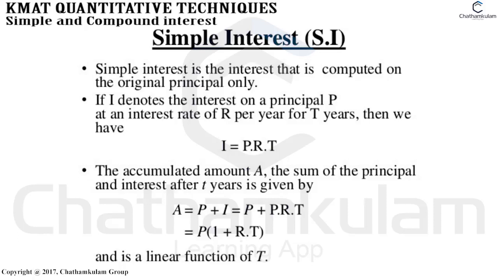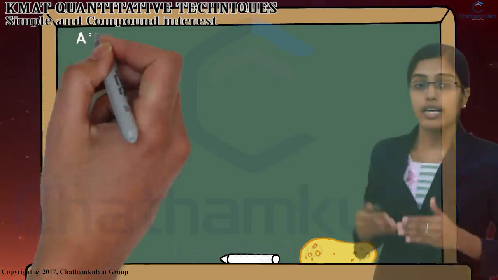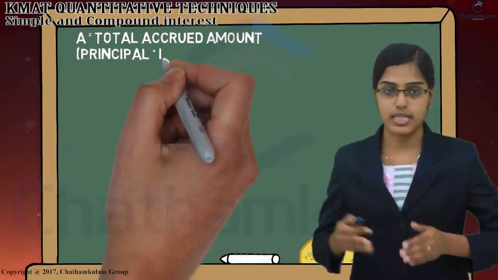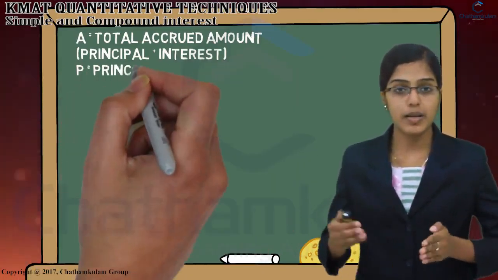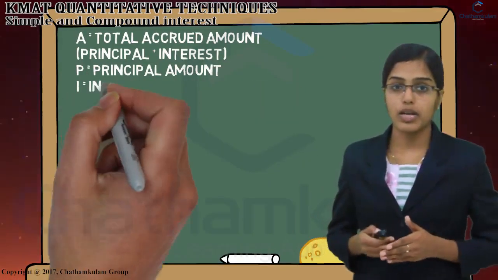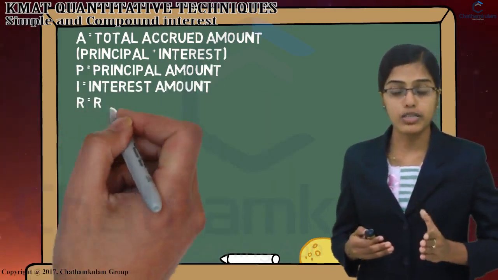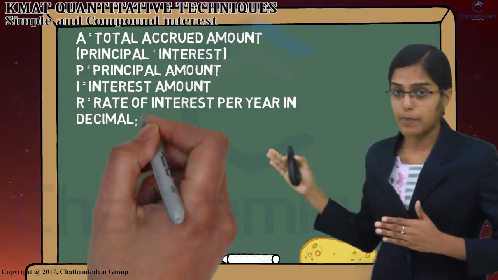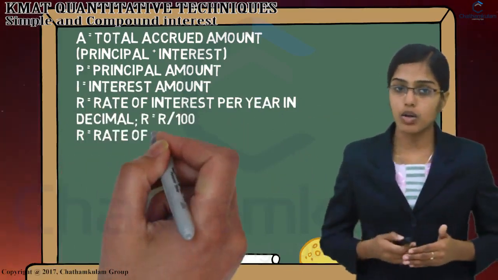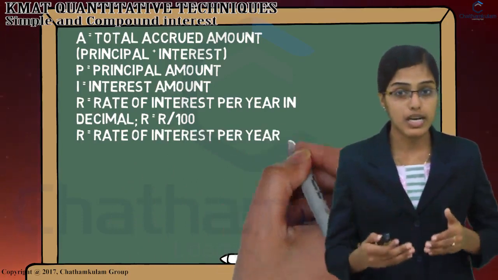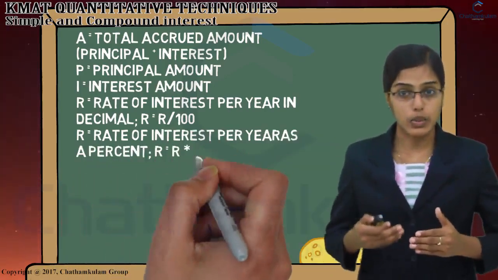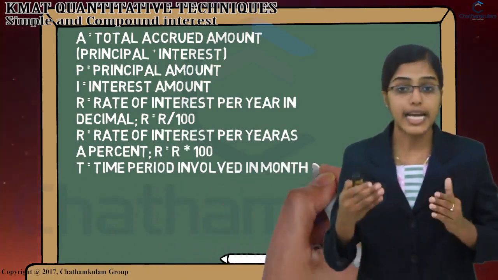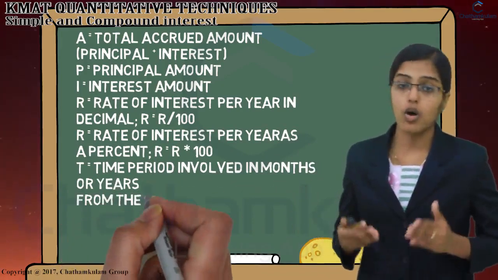A is a linear function of T. Here, A denotes the total accrued amount, that is principal plus interest. P is the principal amount, I is the interest amount, and r is the rate of interest per year in decimal, that is small r is equal to R by 100. Then R denotes the rate of interest per year as a percent, R is equal to r into 100. T denotes the time period involved in months or years.